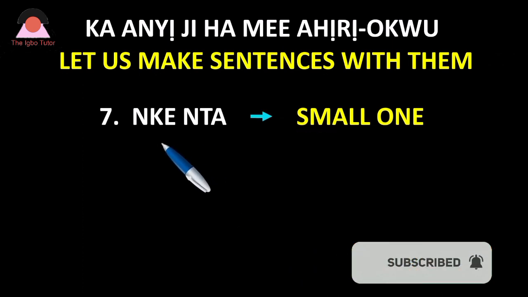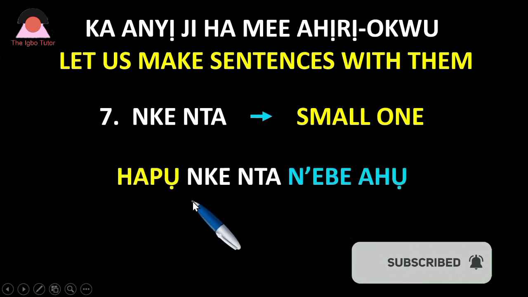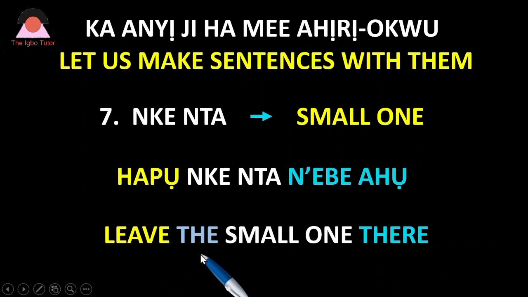Let's go to the last one now, which is number 7. Nke nta, small one. Let's have our sentence now. Hapụ nke nta n'ebe ahụ. Okay? What does this mean? Leave the small one there. Match the colors for each word meaning. Hapụ nke nta n'ebe ahụ. Okay? Leave the small one there.